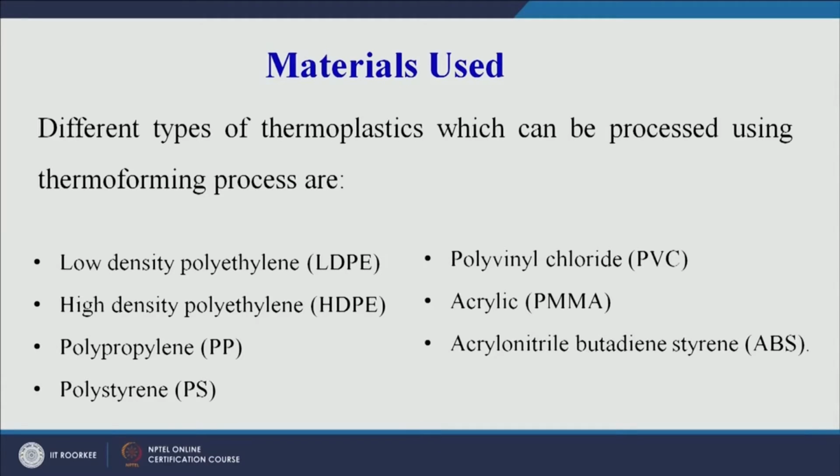Now let us see what are the different types of materials used. On your screen you can see different types of thermoplastics which can be processed using thermoforming process are: low density polyethylene LDPE, high density polyethylene, polypropylene, polystyrene, polyvinyl chloride, acrylic, acrylonitrile butadiene styrene. So I have just read the things for you, so that even if it is not clear on screen you can just remember 2 or 3 or 4 names of thermoplastics which can be easily processed by the thermoforming process.